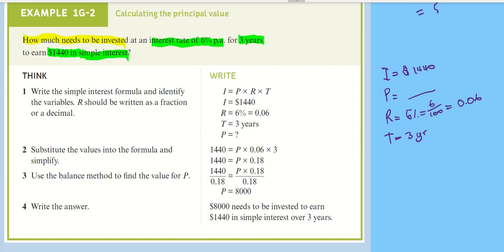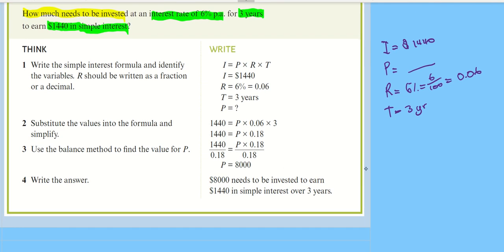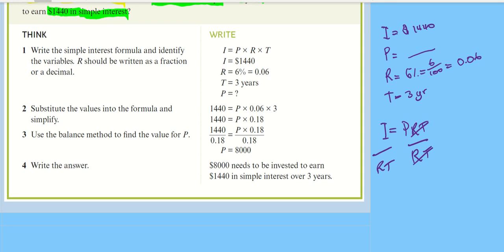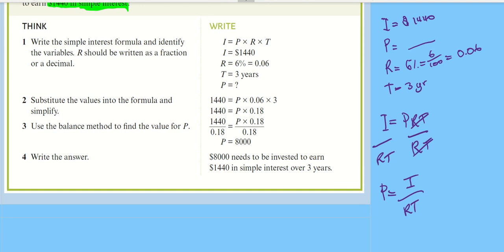Now we just need to rearrange this equation. So we'll state our equation first. I equals PRT. And then we want to isolate P. So if I divide both the left and the right hand sides by R and T, I can cancel out R and T. So I over RT equals P. So I'm just going to rewrite that. P equals I over RT. And then I'm just going to substitute in from my list up here.